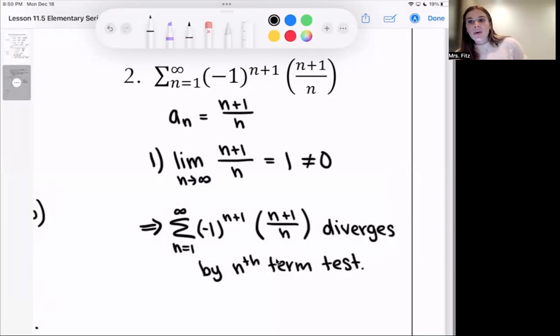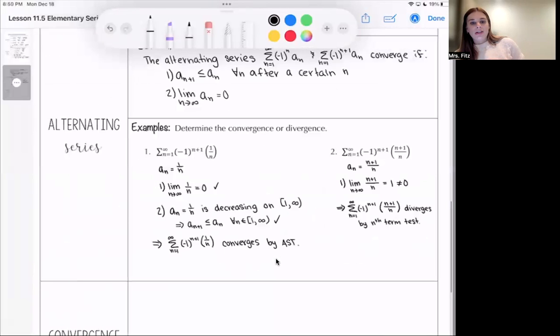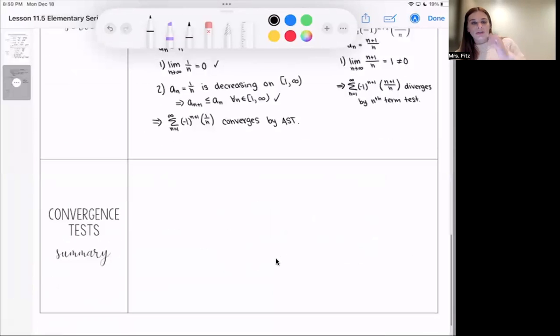Okay, so the last thing that are on these notes is actually for you to fill in the tests that we've done so far in the lessons. So there's only 3 that we've done so far. So the first one we did was the nth term test. We also did the geometric series test. And then this one is the alternating series test for convergence.